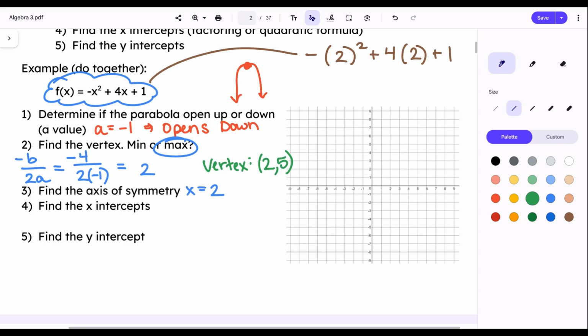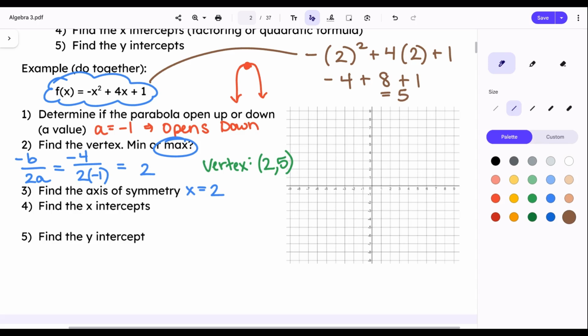I would have gotten the same answer had I actually done the math up there, because this would become -4 plus 8. That's 3. What did I do wrong? Oh, that's 4 plus 1. -4 plus 8 is 4, plus 1 is 5. So it still gets you the same answer. Those are just 2 different ways that you could go about finding it.